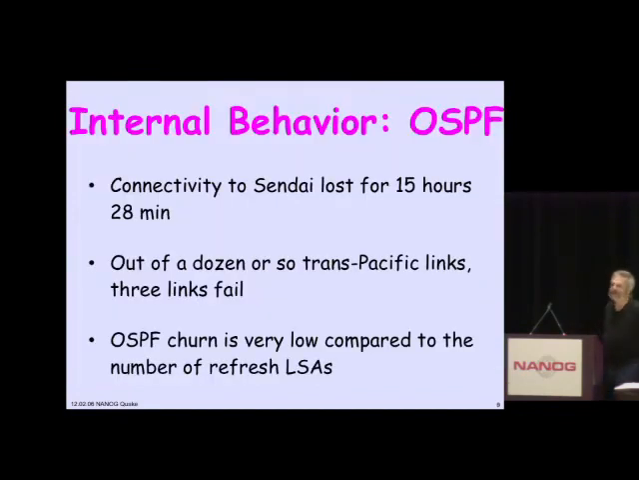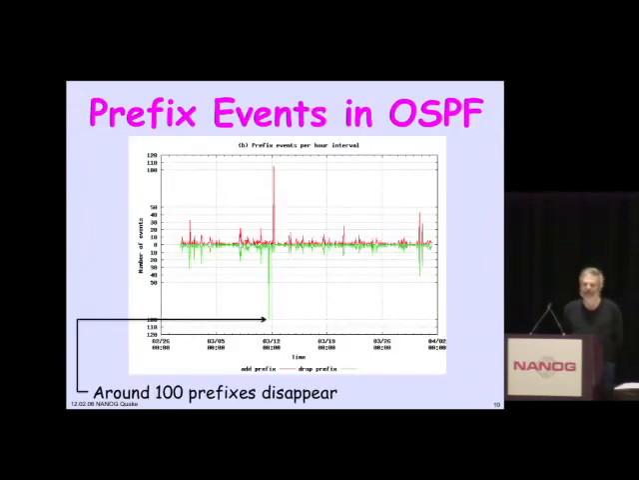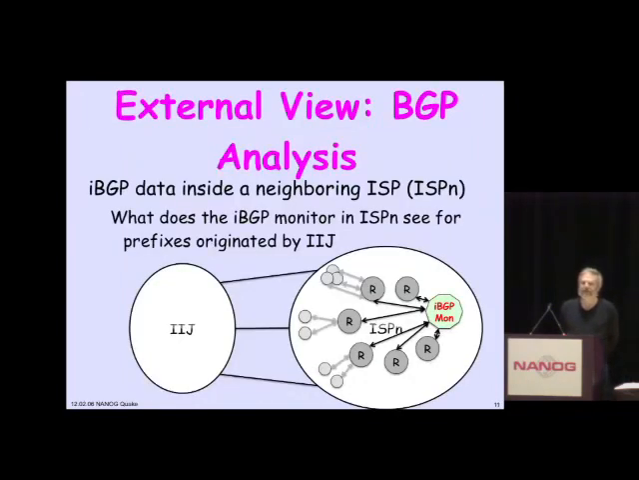The connectivity to Sendai was lost for 15 hours and change. Out of a dozen or so Transpac links, 3 fail. OSPF churn is low compared to the number of refresh LSAs. So there we can see 100 prefixes disappearing, but if you look at the prefix events overall, it's the constant churn.